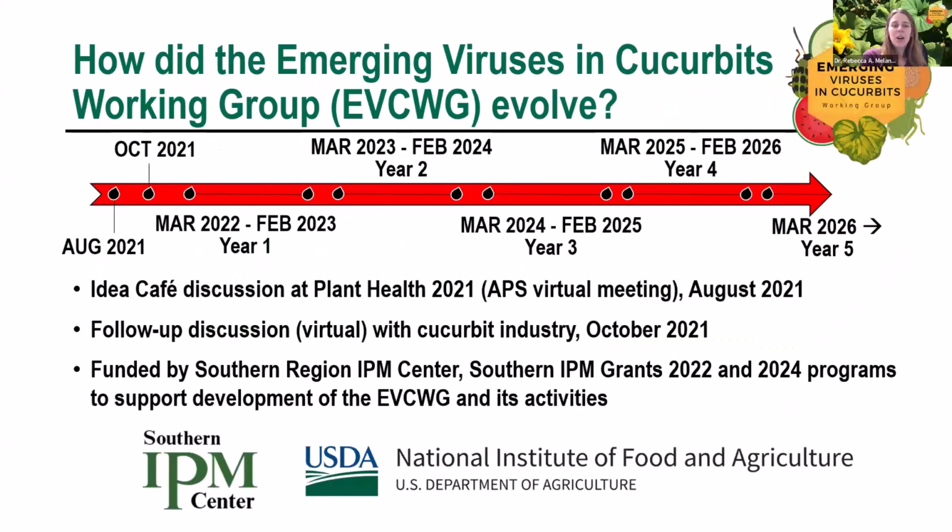So the working group evolved. It began as an Idea Cafe discussion at Plant Health 2021. We are now in our 5th year. We started our 5th year in March of 2026, just this year. But that Idea Cafe led to follow-up discussions and funding from 2 grants provided through the Southern IPM Center and USDA NIFA to help support the activities and the development of the EVCWG.